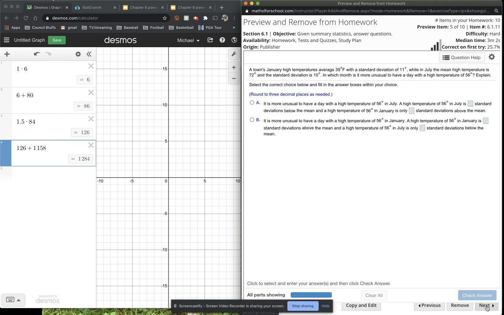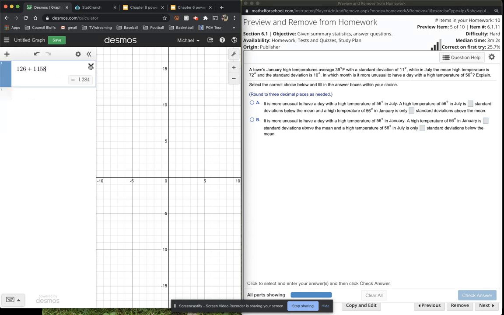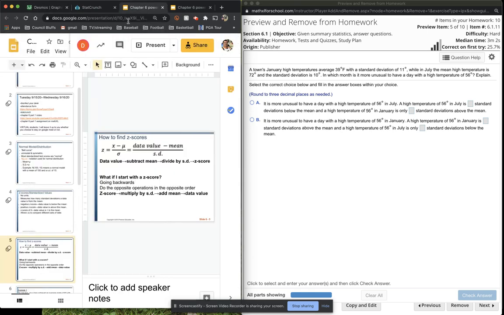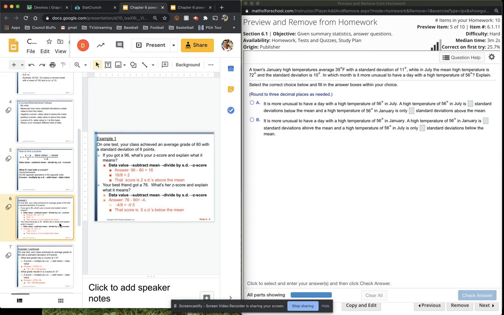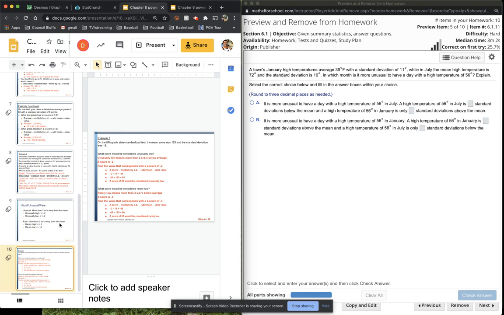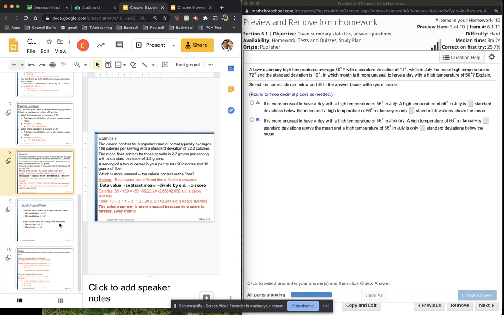A town's January high temperatures average 39 degrees with a standard deviation of 11 degrees, while in July the mean high temperature is 72 degrees and the standard deviation is 10. In which month is it more unusual to have a day with a high temperature of 56 degrees? When we want to figure out which one is more unusual, let's go back to this PowerPoint. You might remember this example from the PowerPoint.